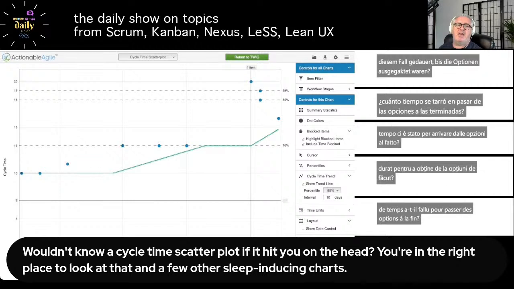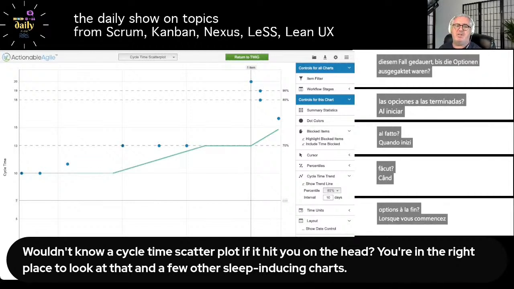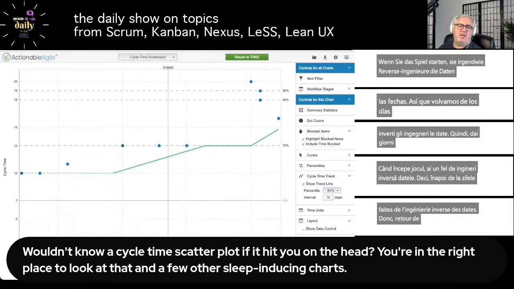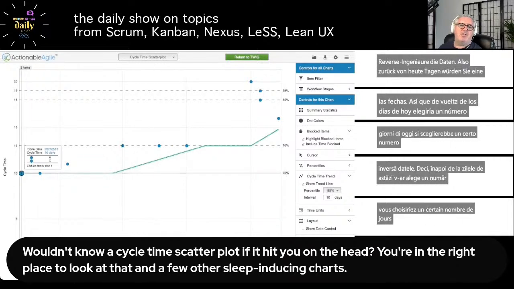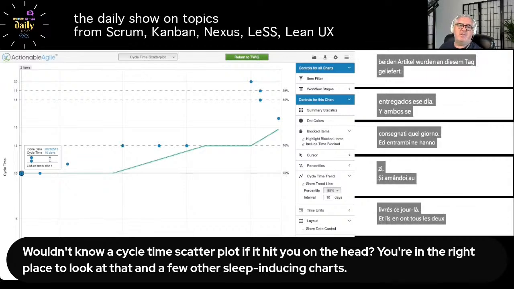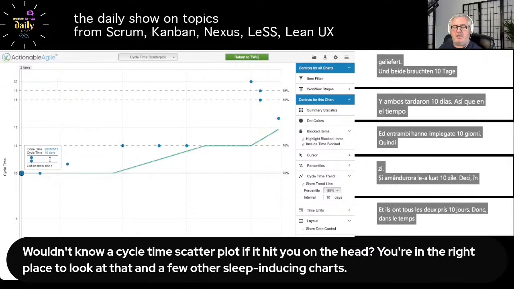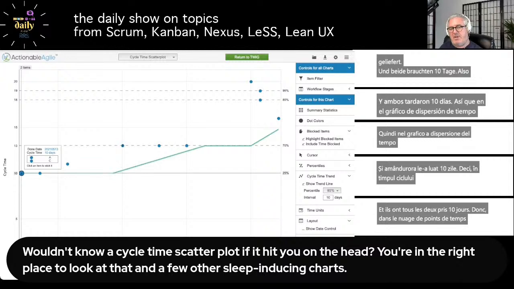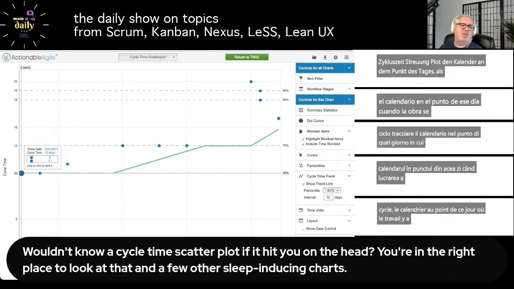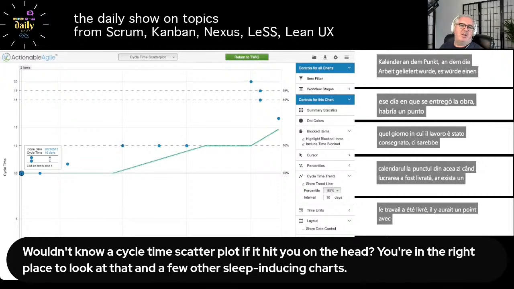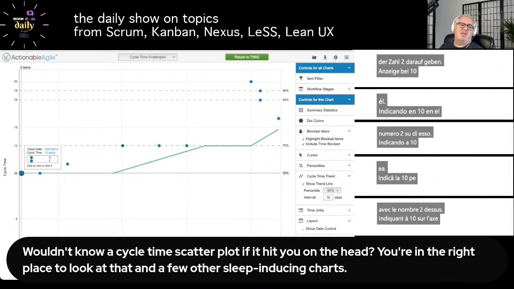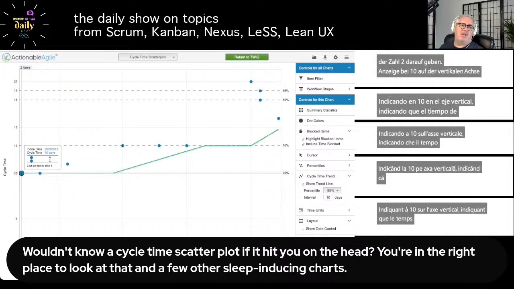And when you start the game, it kind of reverse engineers the dates. So back from today's date, you would pick a number of days back that 2 items were delivered on that day, and they both took 10 days. So in the cycle time scatter plot, at the point on the calendar of that day when the work was delivered, there would be a dot with the number 2 on it, at 10 on the vertical axis, indicating that the cycle time for 2 items on that day was 10.